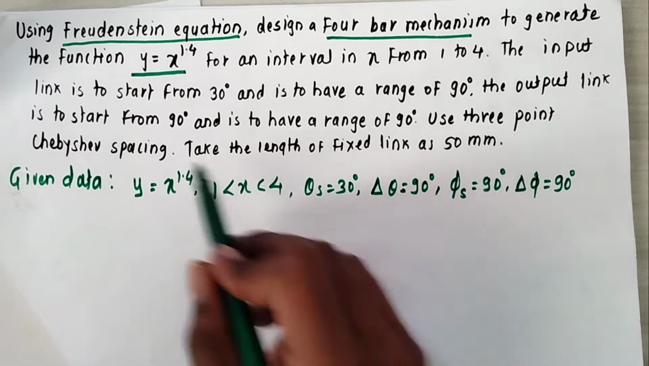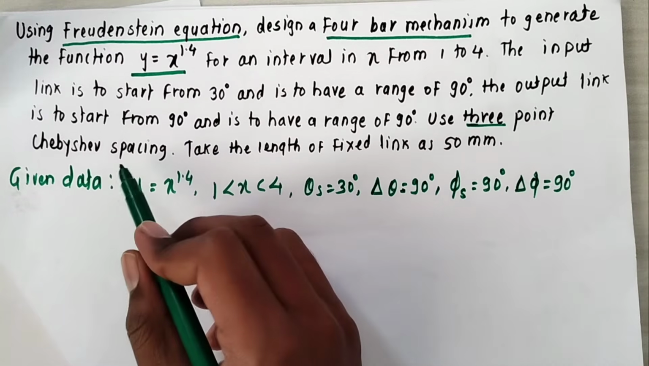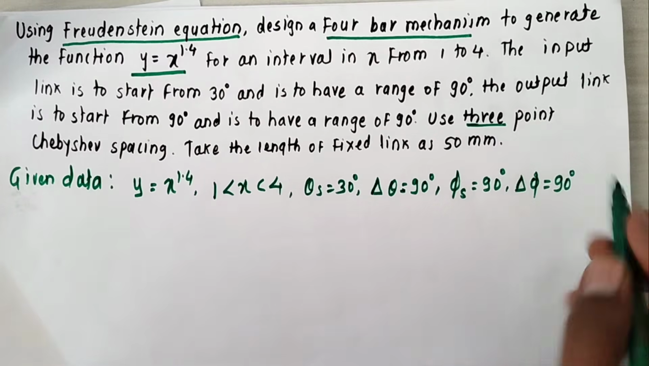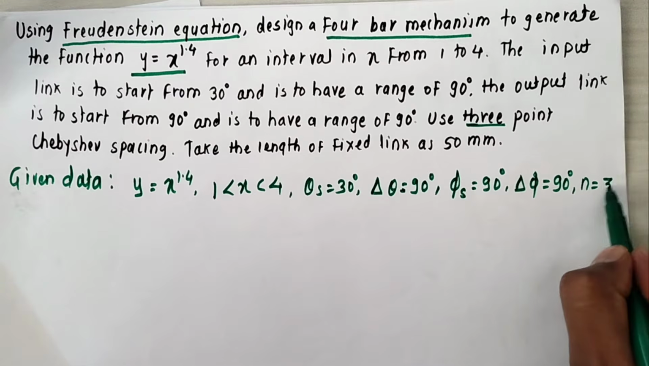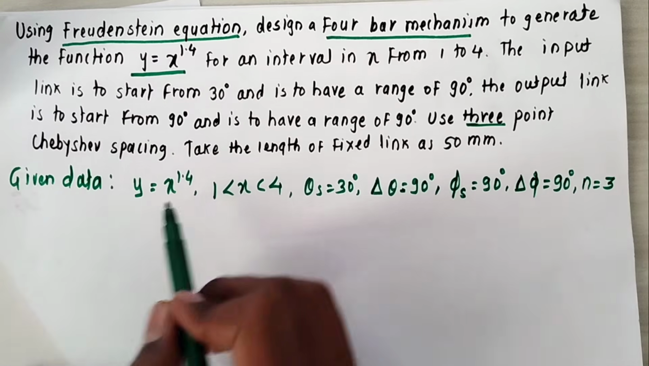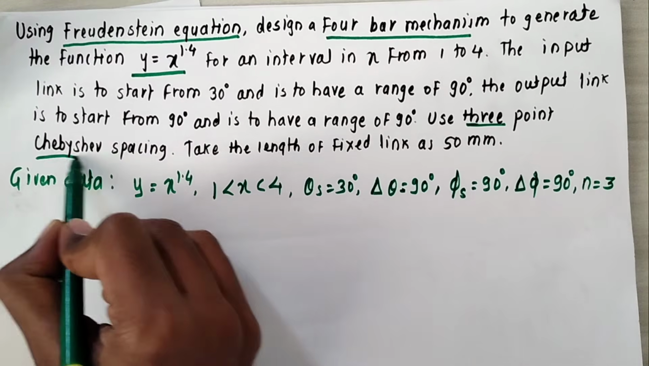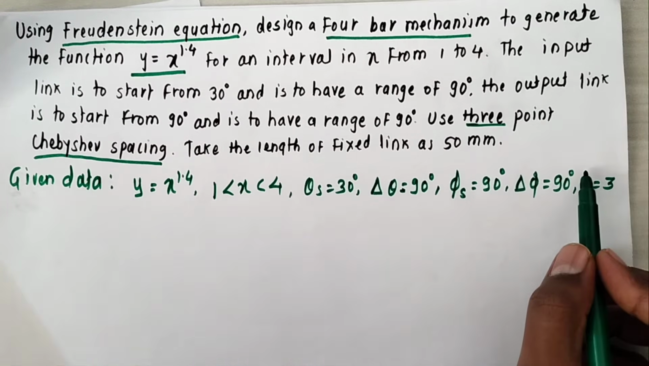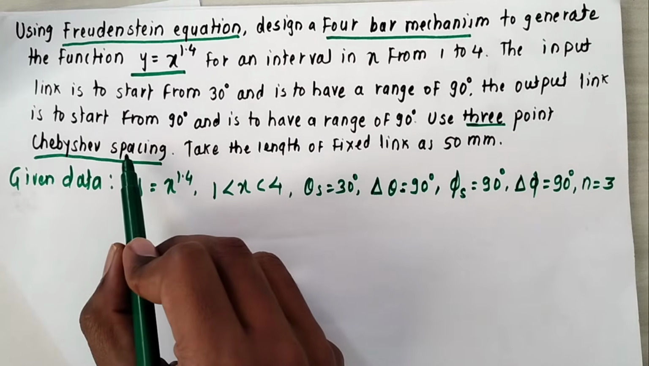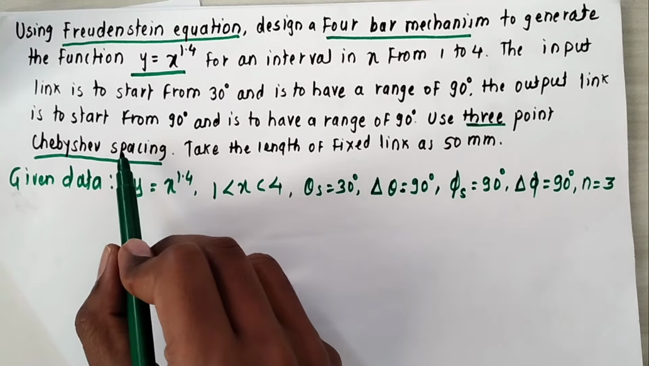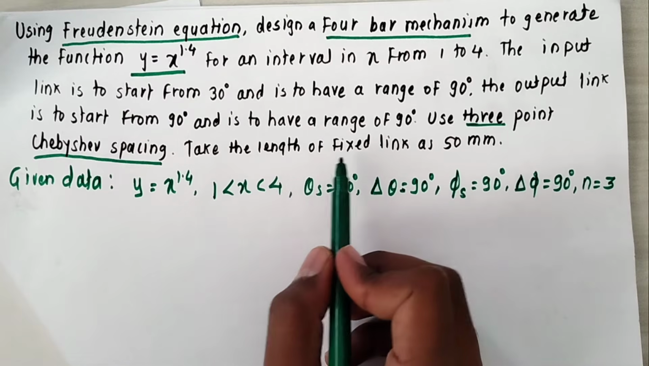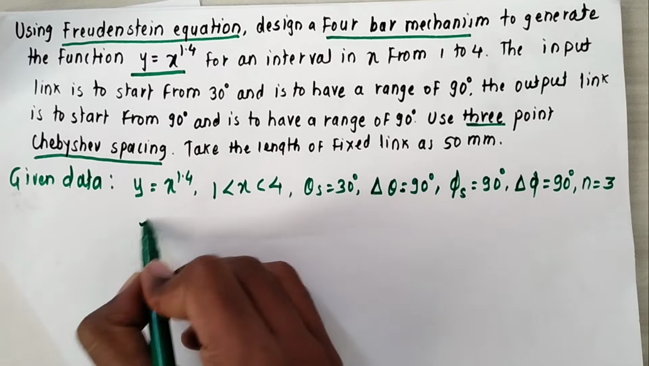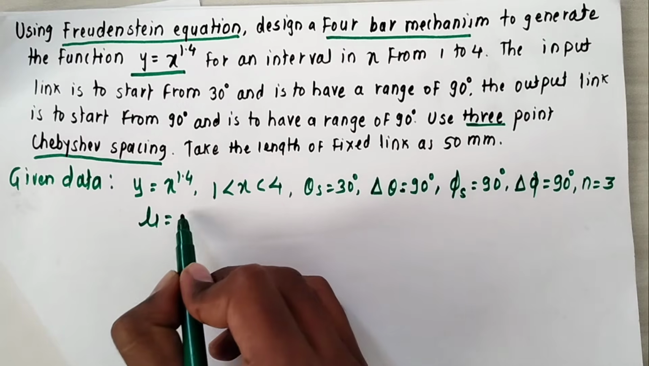Use 3 precision Chebyshev spacing. It is clearly mentioned here: use 3 precision points, and we have to use Chebyshev spacing. What do you understand by this? Chebyshev spacing means that in order to find the precision points, we have to use the analytical method or analytical formula that we know. Next, take the length of the fixed link as 50 mm. So let's say we call L1 the fixed link, and that length is 50 mm.